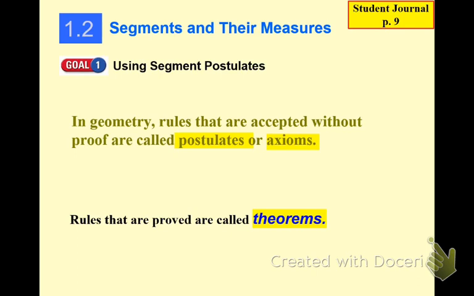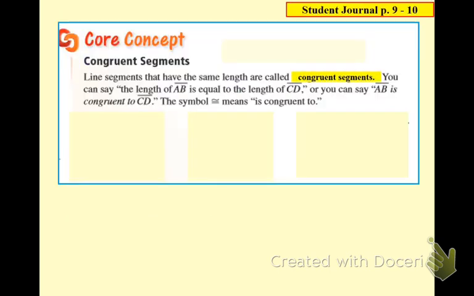But I'll show you 2 postulates in this section. Before we do, we're going to talk about congruent. You'll see another word there, congruent. Congruent segments have the same measure. So how to write that in? Congruent segments have the same measure.